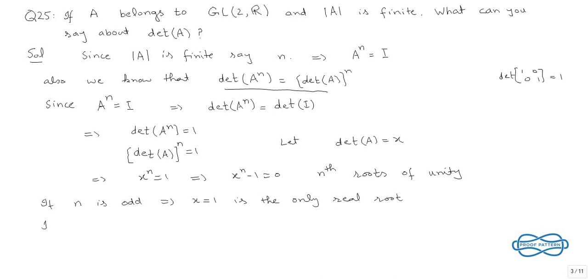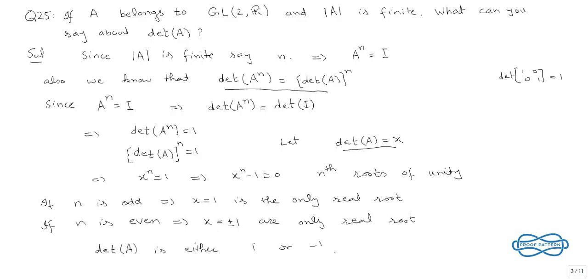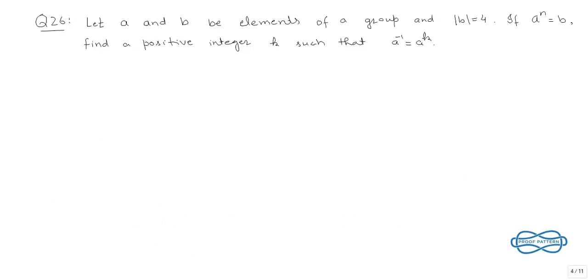and if n is even, this means x equal to plus or minus 1 are the only real roots. So the conclusion is that, because we put the determinant of A equal to x, the determinant of A is either 1 or minus 1 in this case, and that is what we wanted to show. Okay, we move to the next question.